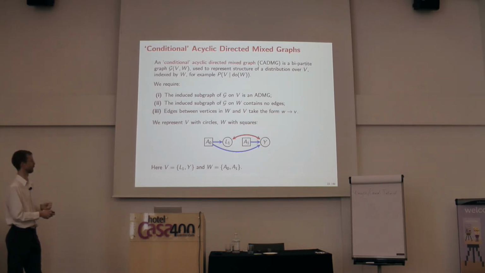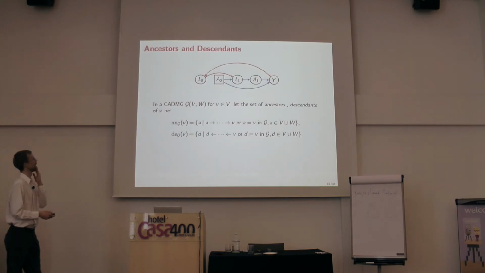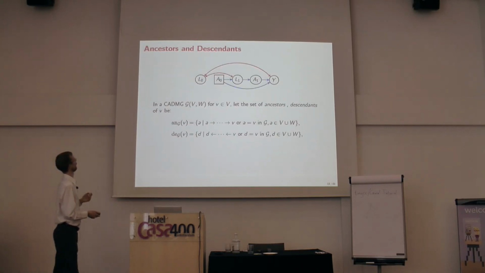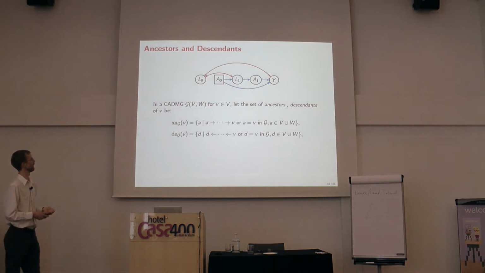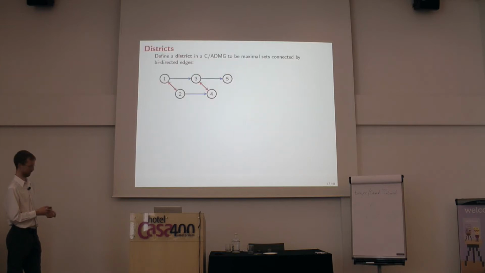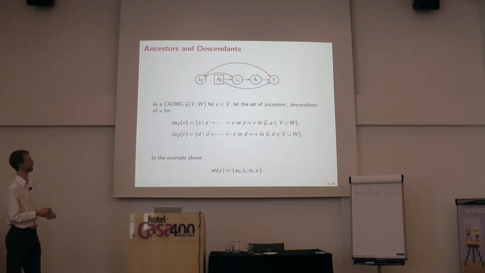Okay, so here, for example, W, the fixed guys are A0 and A1, and the random guys are L1 and Y. And the notion of ancestor and descendant is exactly the same as it was before. So in this example here, the ancestors of Y are A0, L1, and A1.